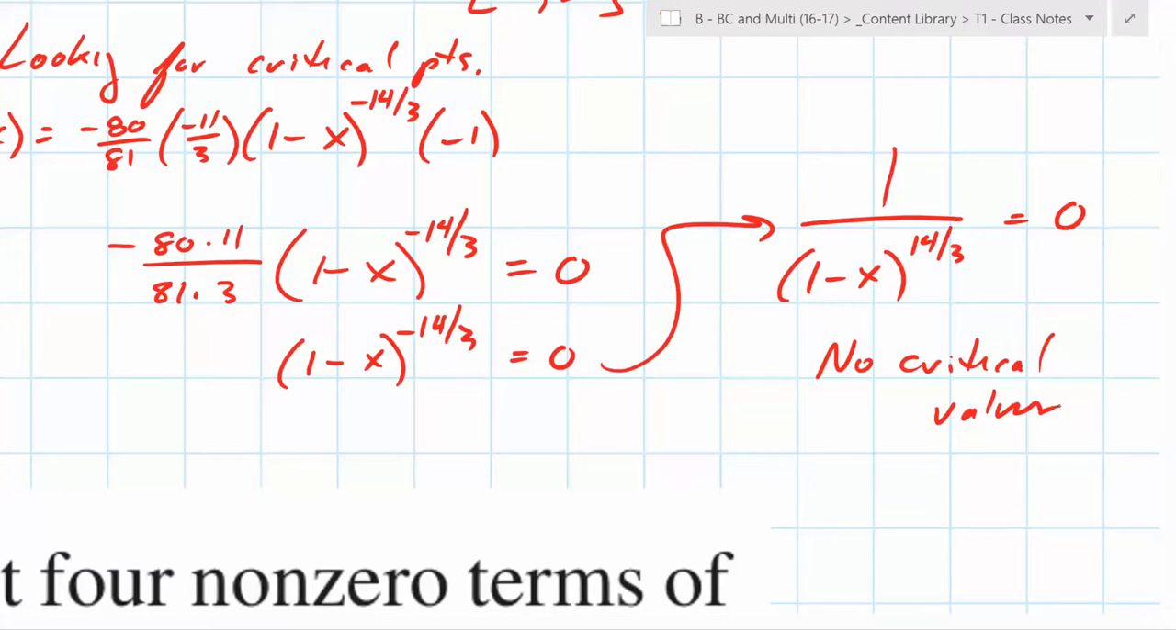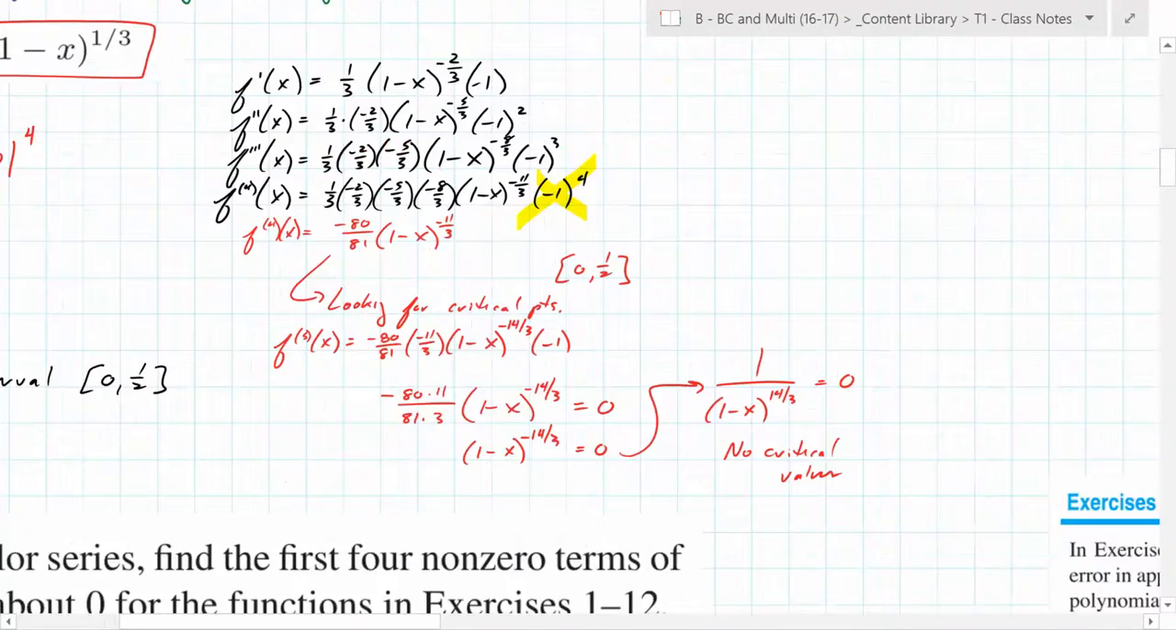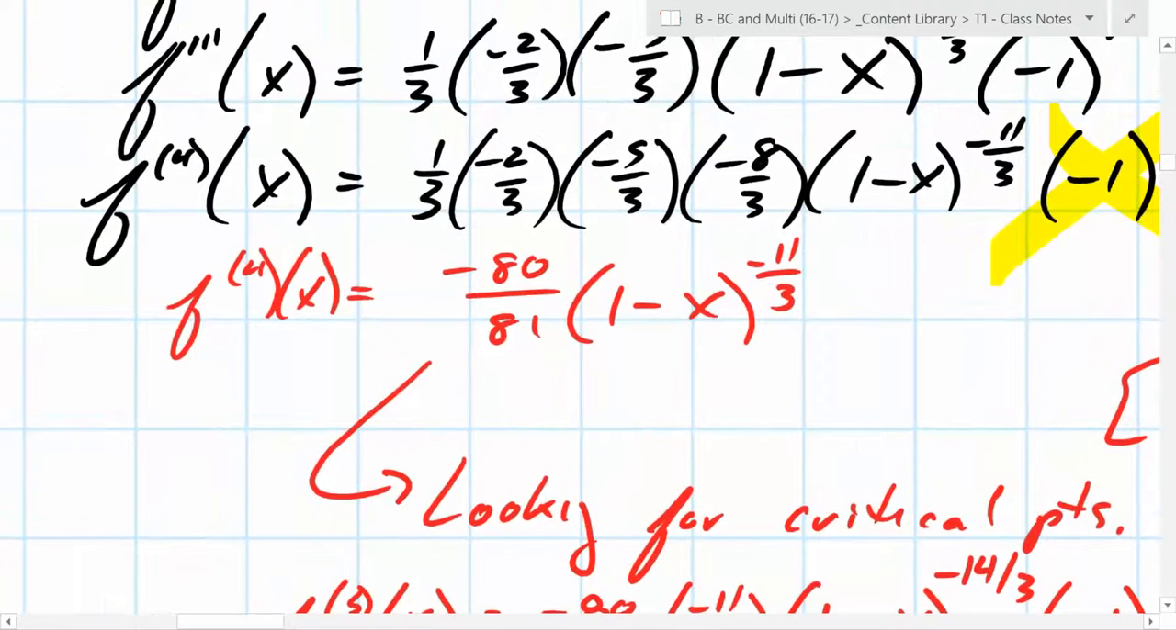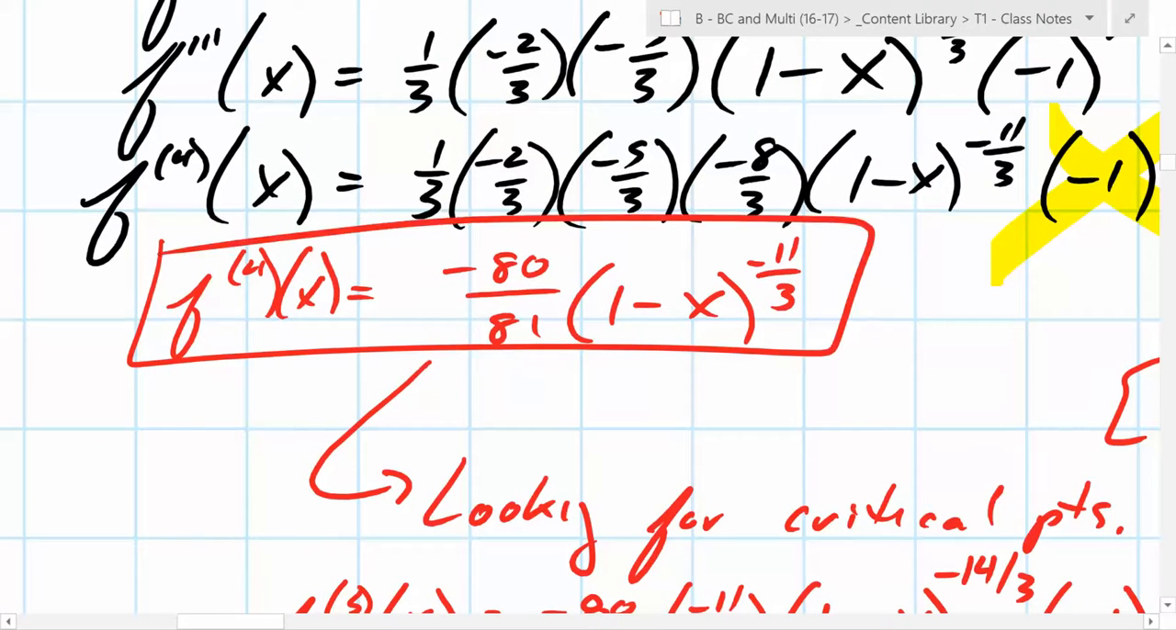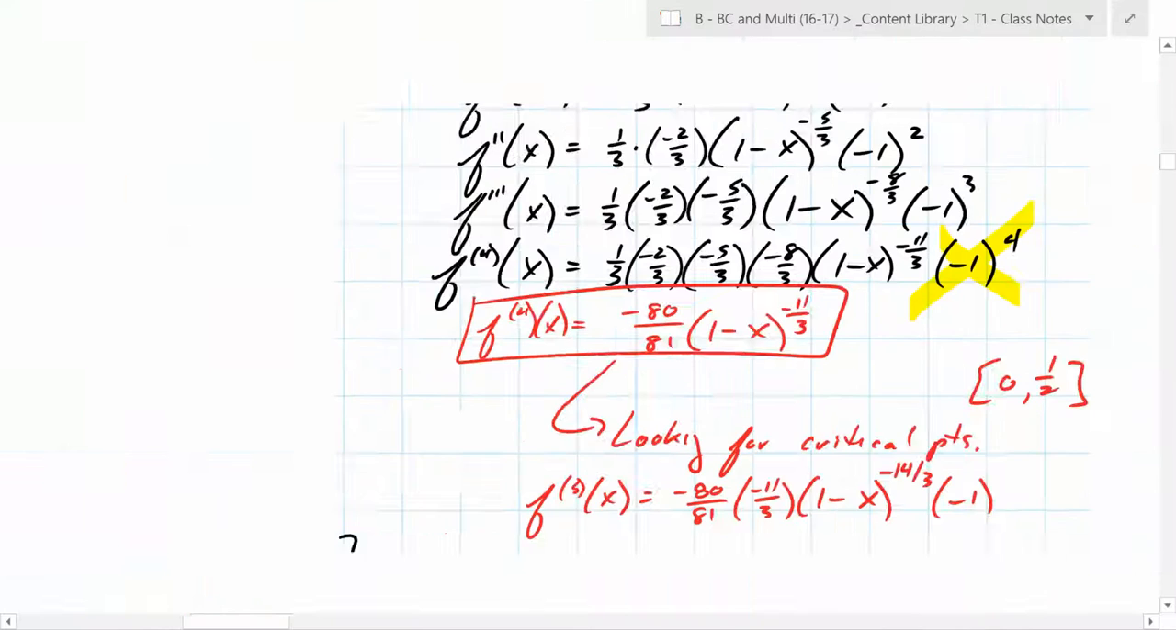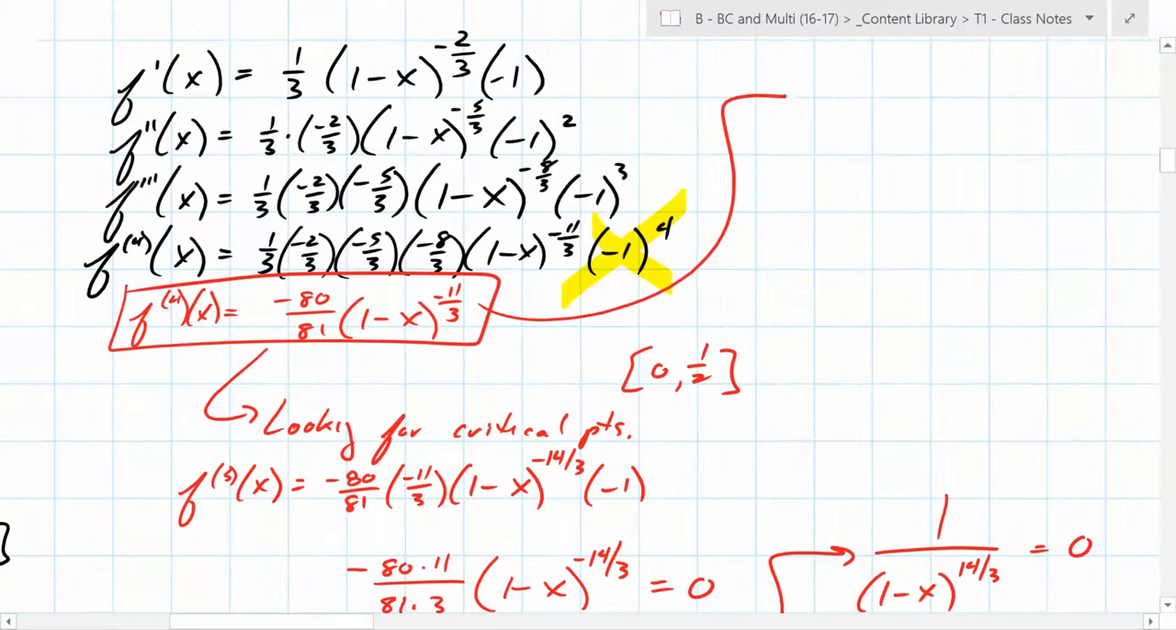You have to test the endpoints. The endpoints of the function. This is the function we want to know the maximum of, right? So what do we plug into that function? We plug in two different things. When x is 0 or when x is what? 1/2.